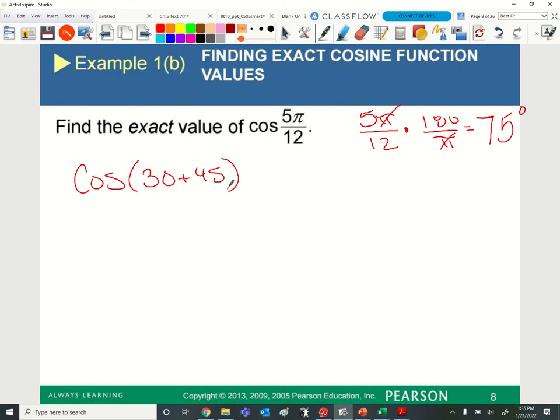Wait, so we subtracted. All right, let's see what we got. Well, I'm going to start working it out. Can't wait forever for you.